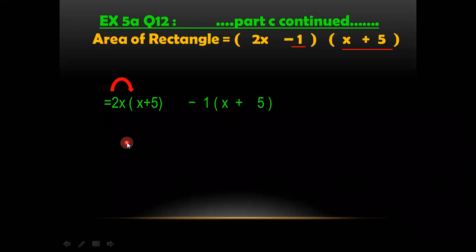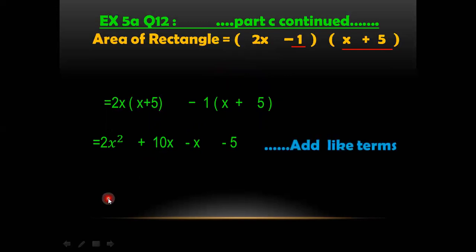First 2x will be multiplied with x and we get 2x square. Then 2x will be multiplied with 5 and we get 10x. Then minus 1 will be multiplied with x and we get minus x. And then minus 1 will be multiplied with 5 and we get minus 5. Now these are the two like terms only, and the answer is 9x. So we will add these like terms and the answer will be 2x square plus 9x minus 5.